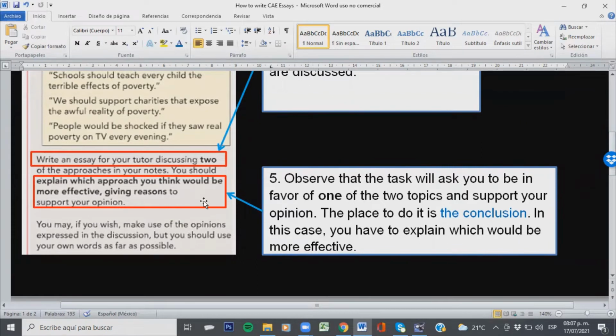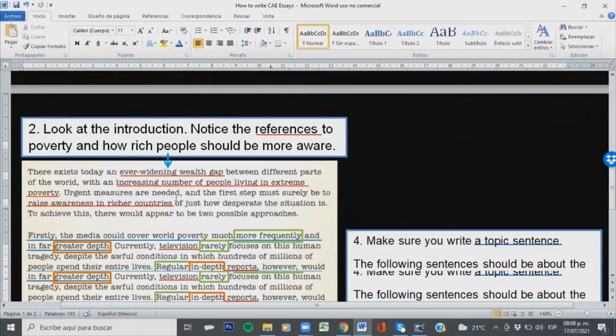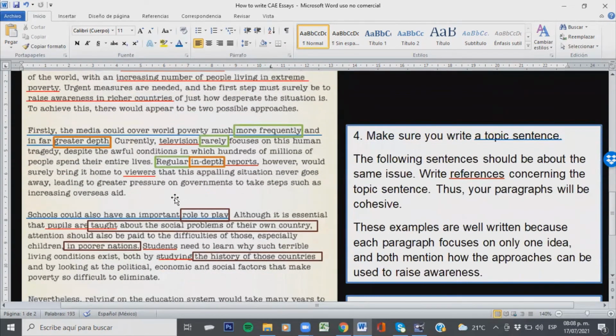Observe that the task will ask you to be in favor of one of the two topics and support your opinion. The place to do it is the conclusion. In this case, you have to explain which would be more effective. But it could say, explain which one is more significant, more important, more influential, etc. Let's consider the conclusion to see how this works.